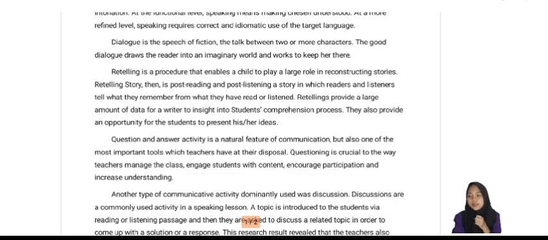Okay, next is dialogue. Dialogue is defined as the speech of fiction, the talk between two or more characters. Good dialogue draws the reader into an imaginary world and works to keep her there.